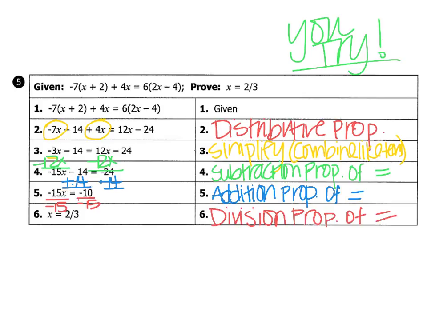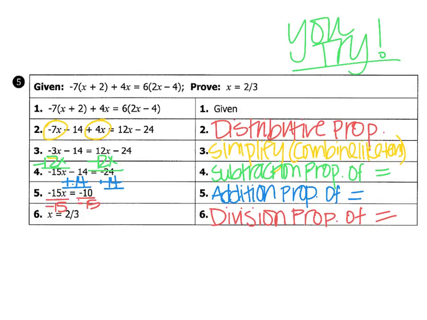All right, so you should have gotten these 3 reasons as 4, 5, and 6. So how did we get them? To go from line 3 to 4, to go from statement number 3 to statement number 4, what we did is we subtracted 12x from both sides. Therefore, this is the subtraction property of equality because we're subtracting the same thing from both sides of the equation.